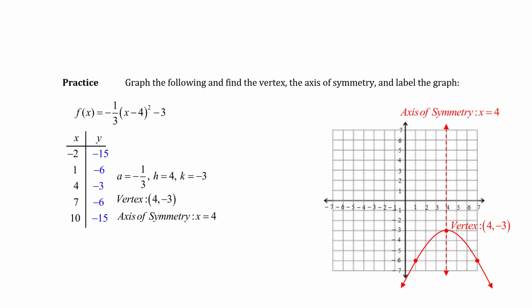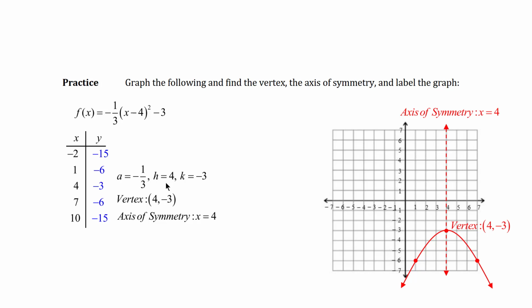Alright, so let's go over the solutions. The value for a is negative 1/3, the value for h is positive 4, and the value for k is negative 3. Since our a value is negative, this means our parabola is facing downward, and because the absolute value of a is a number between 0 and 1, this results in a wide parabola.